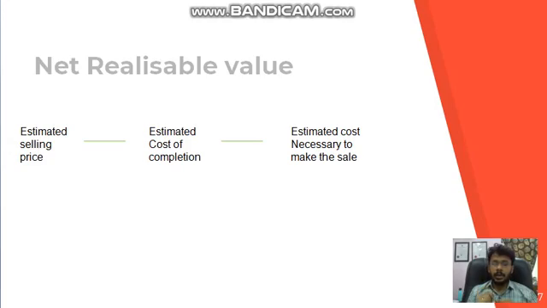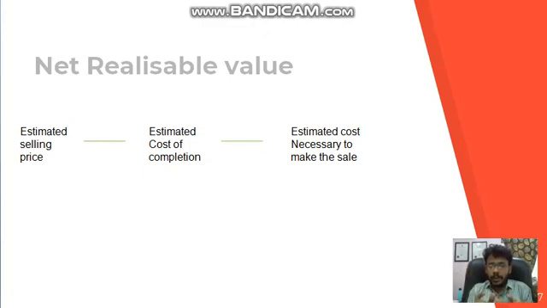When you find out the cost, it is a hierarchical approach. Cost of purchase, cost of conversion, other cost. That means you are approaching in a straight manner, moving forward. But when you are finding an NRV, actually you are moving backward. You are going to the estimated selling price, minus estimated cost of completion, and minus estimated cost necessary to make the sale.